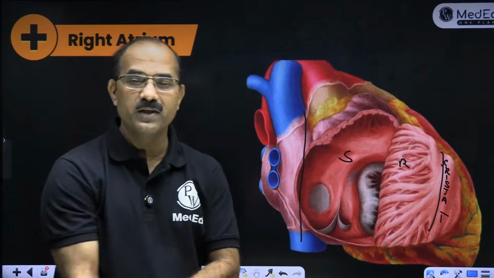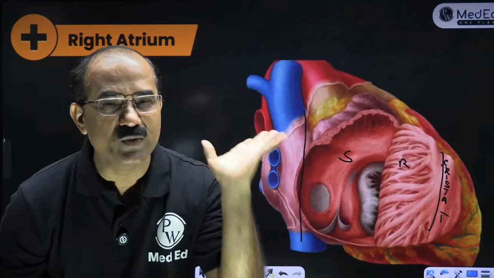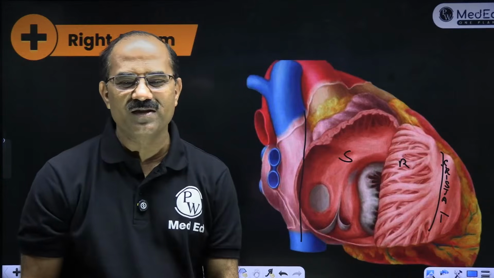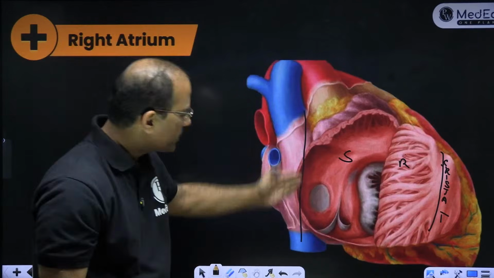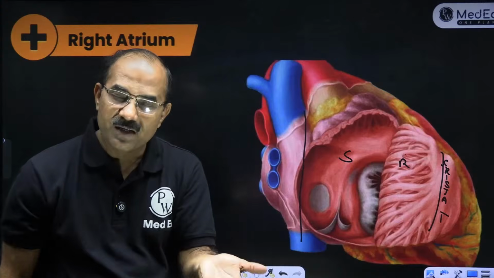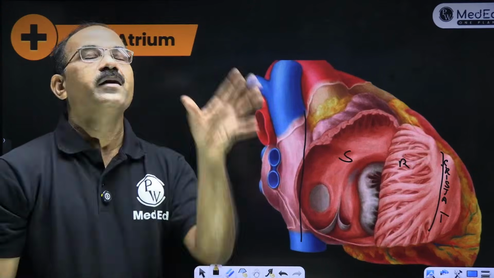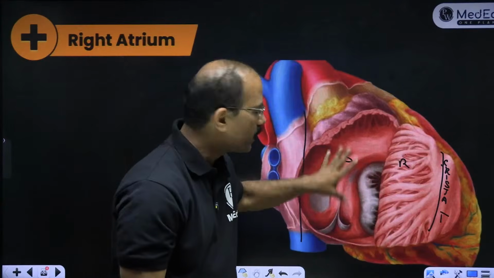They ask all this. Interiors of the right atrium comes as a short note. Children, you have to know this. The line joining the SVC to IVC is the sulcus terminalis from outside, and from inside the same line is called the crista terminalis, which divides the right atrium into a rough part and a smooth part.